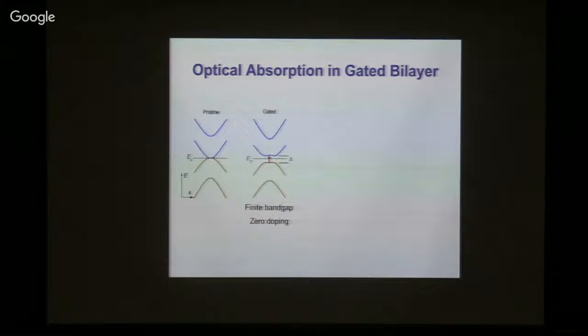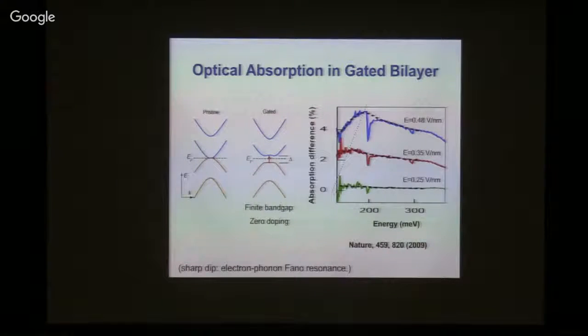One way to determine the size of the band gap is to do direct optical spectroscopy of the system, because when you open a band gap, you can imagine there should be a new optical transition appearing at the band-to-band transition. So you should see a new absorption peak when the band gap becomes finite. Here we show the experimental data where we measure the absorption difference between gated sample and ungated sample as a function of probe photon energy.